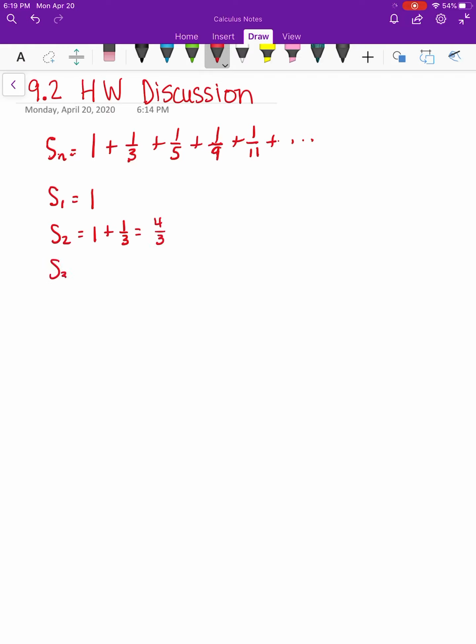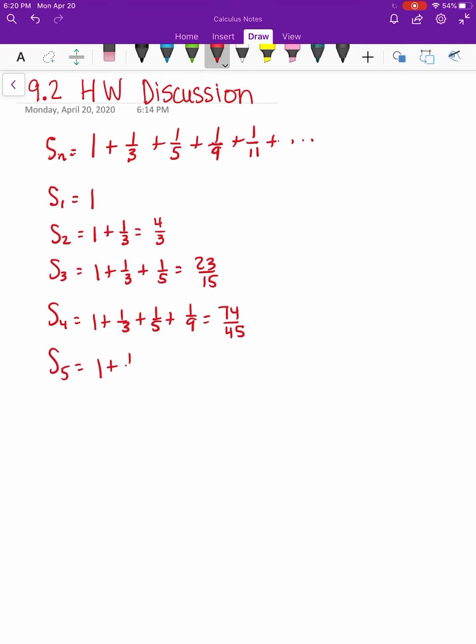But if I wanted to know what S sub 1 is, that's the partial sum of just the first term. And then S sub 2 is the partial sum of the first and the second term. So if you added those together, you're going to get 4/3. S sub 3 is the partial sum of the first 3 terms. So if you added those together, you're going to get 23/15.